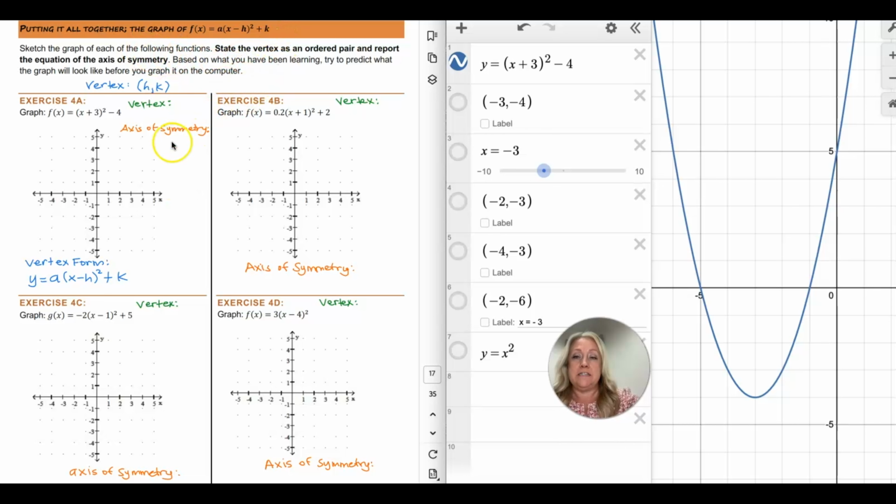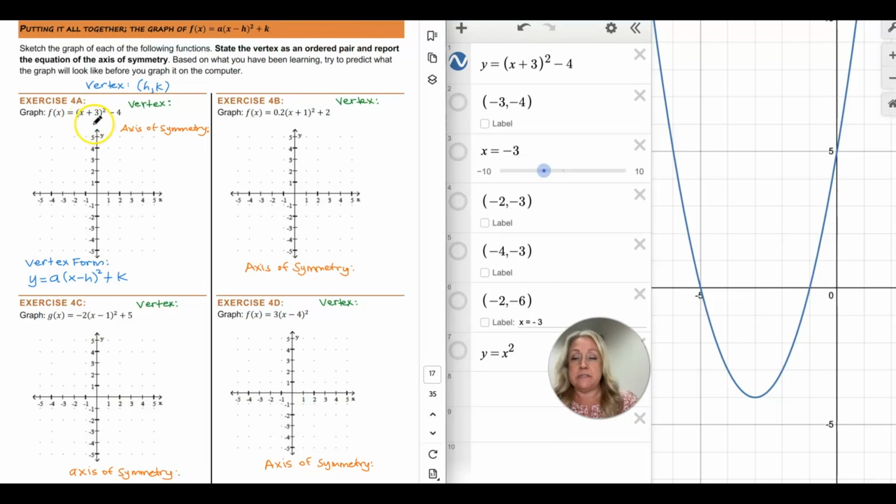Now, on this worksheet, I want you to state the vertex and the equation of the axis of symmetry. So the axis of symmetry is a line, and it's a line that cuts that parabola in half, and one side is a mirror image of the other side. So it's an important part to know on this. All right, so what would our vertex be on this first one?